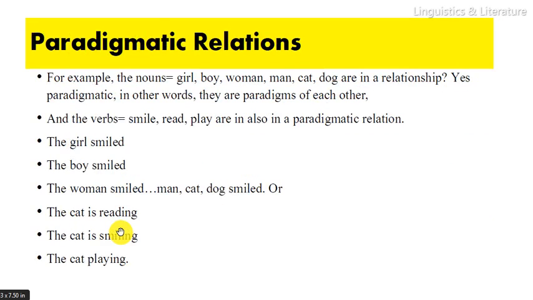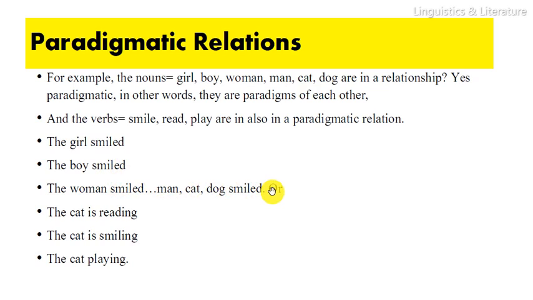For example, the nouns girl, boy, woman, man, cat, or dog are in a paradigmatic relation. In other words, they are paradigms of each other. And also, the verbs smile, read, play are in a paradigmatic relation. For example, the girl smiled. The boy smiled, the woman smiled, the man, the cat, the dog smiled.